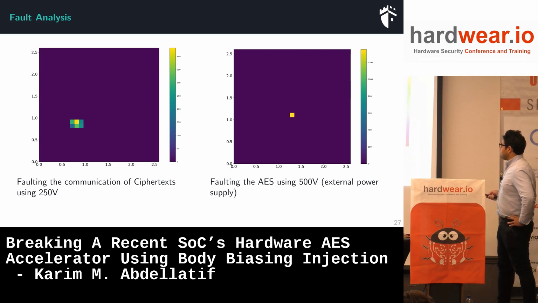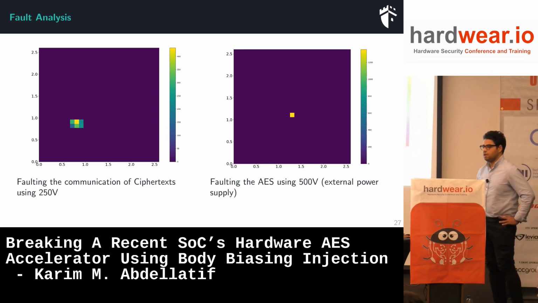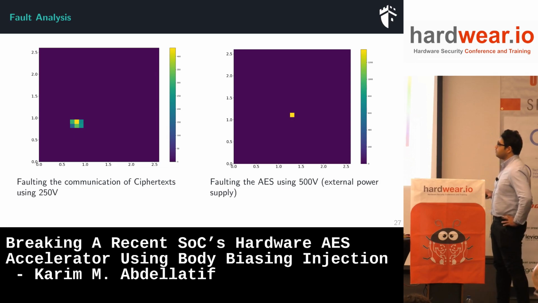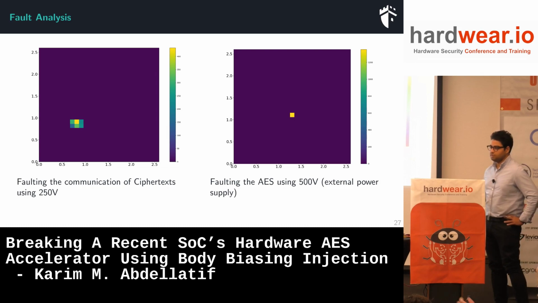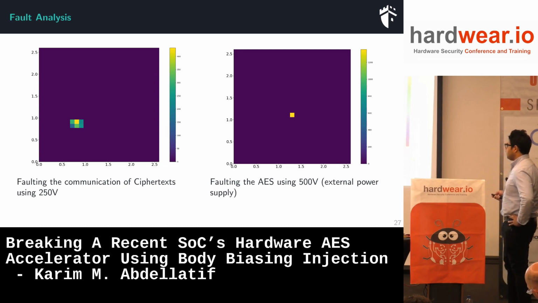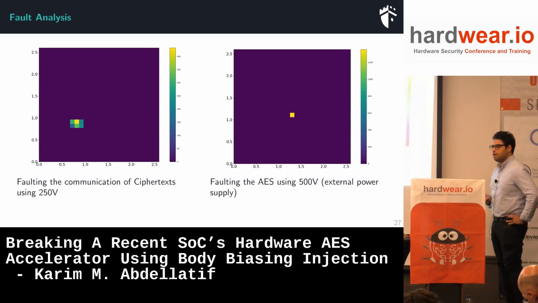However, after that, I started to think that 250 volts is not able to fault the AES crypto on the chip itself, so I started to think about increasing the voltage a little bit. This is why I used an external power supply. You can see that with 250 volts I was able to fault a CPU application for this chip. But after that, I used an external power supply to give me 10 volts, and now I have like 500 volts that I can inject into the circuit itself.